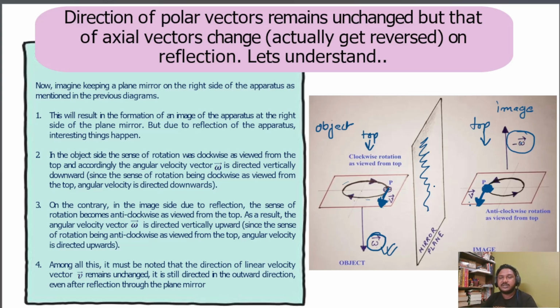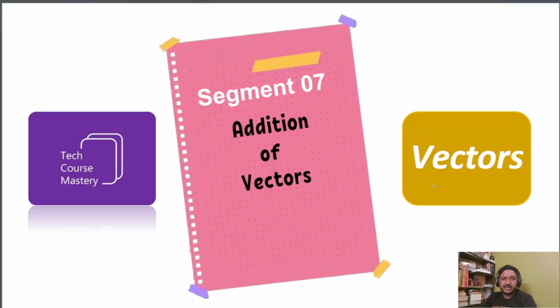So this is basically the reason why polar vectors don't change their direction on reflection through a plane mirror, but axial vectors reverse their direction. With that we have come to the end of this segment on the types of vectors. The next segment will be on the addition of vectors.